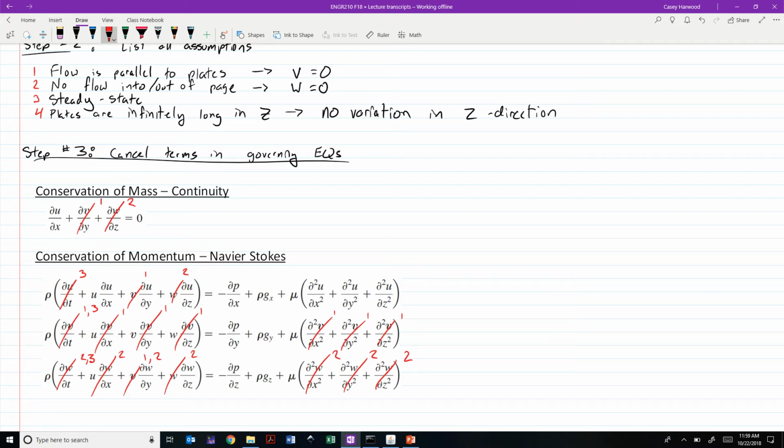And now if we assume that the plates are infinitely long in the z direction, so we have no variation in z, this means that anything d dz of any quantities now also go to 0. So that goes away. Assumption number 4, that goes away. We can add 4's to these cancellations. We can add a 4 to that one, a 4 to that one, and a 4 to that one.